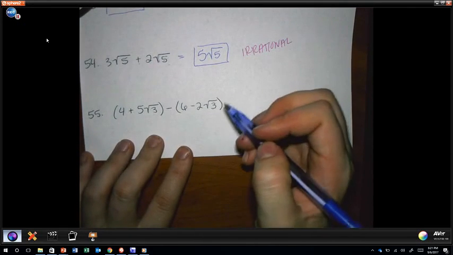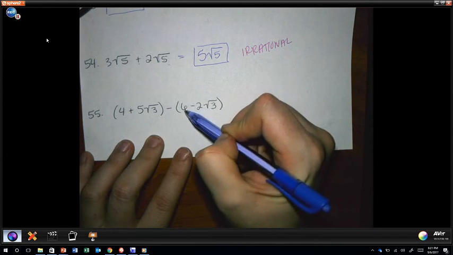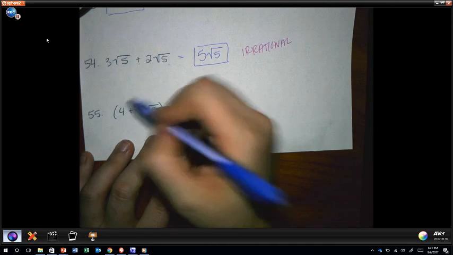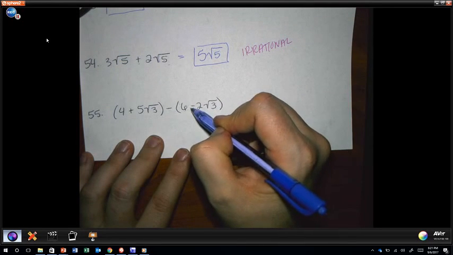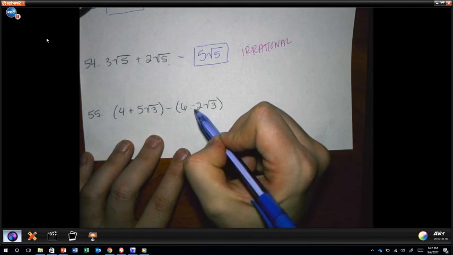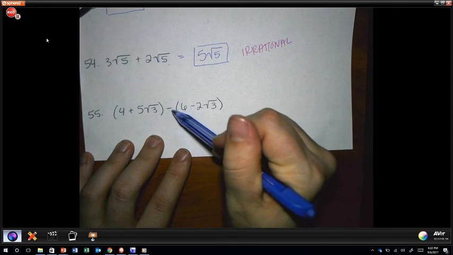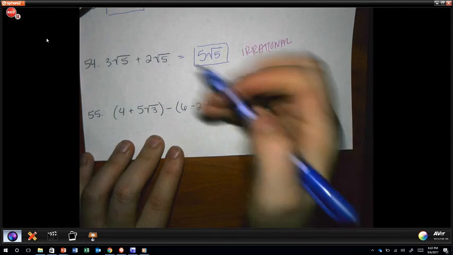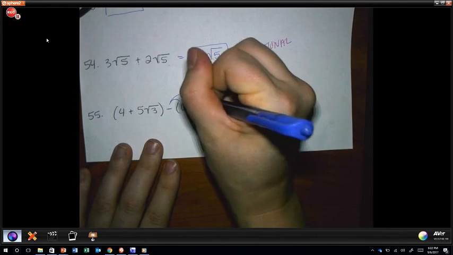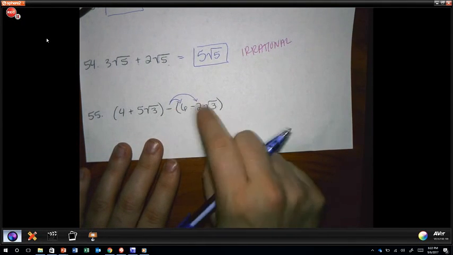Number 55. Again, I need like terms. 4 and 6 are like terms. So I'm doing 4 minus 6. 5 square root 3 and negative 2 square root 3 are like terms. So I'm doing 5 root 3 minus a negative 2 root 3. If you want to distribute this negative first, it's a good idea so that you don't mix up subtracting a negative.